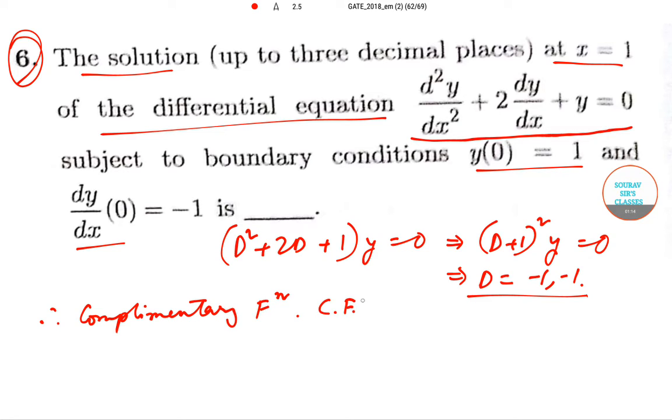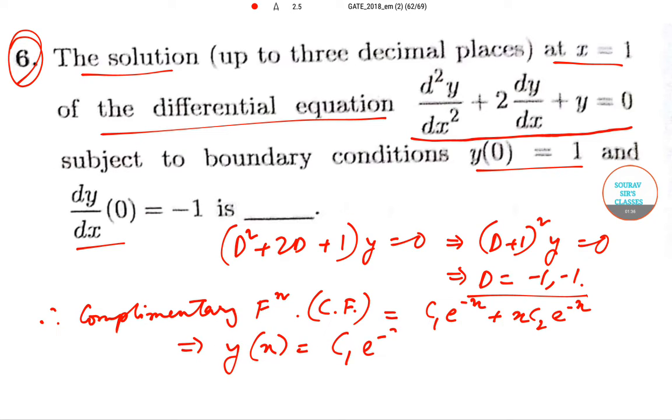CF will take the structure C1 e to the power minus x plus x C2 into e to the power minus x. So that implies that y of x is equal to C1 e to the power minus x plus C2 x e to the power minus x. This is y of x.